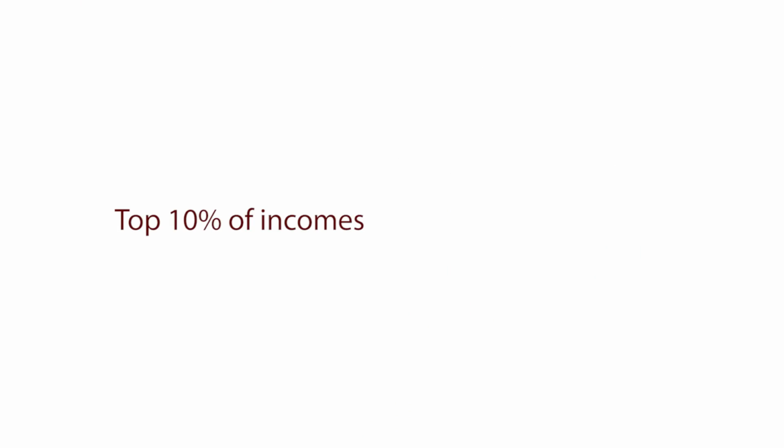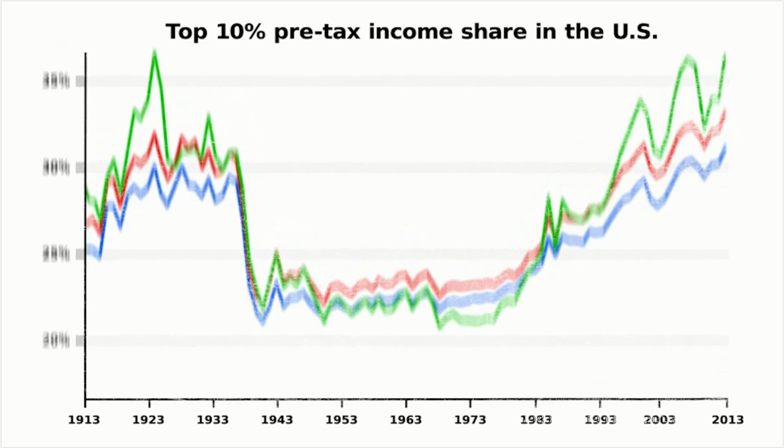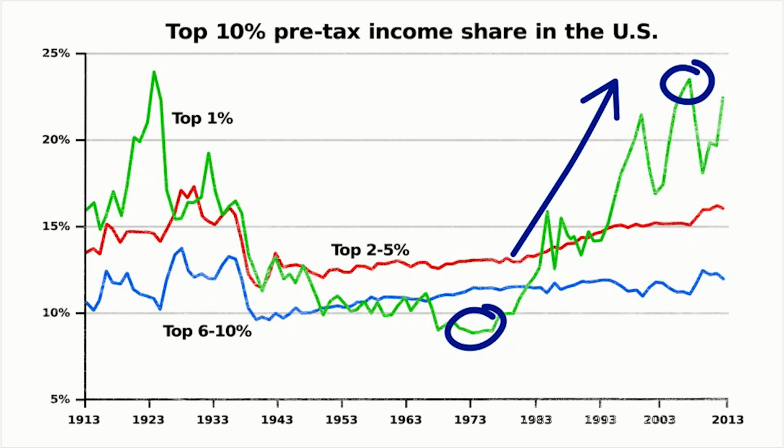When I say the top 10%, I mean families today earning more than $114,000. Top 1% are families earning more than $394,000 today. And so if you split the top 10% into 3 groups, such as the top 1%, the next 4%, and then the next 5%, you will find that almost all of the increase in the top 10% income share that has taken place since the 1970s is really due to a surge in the top 1%. The share of income has increased dramatically from less than 10% in the 70s to over 20% in recent years.